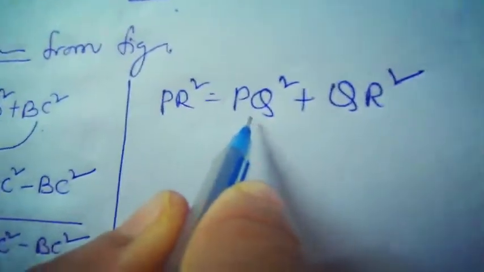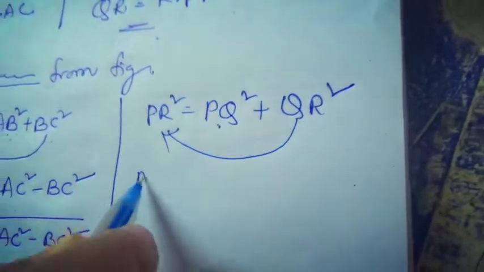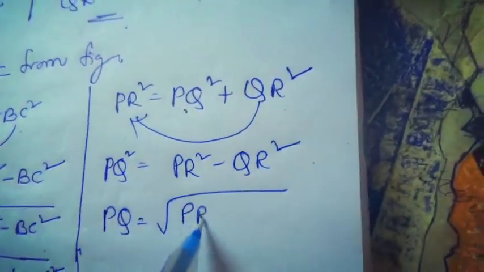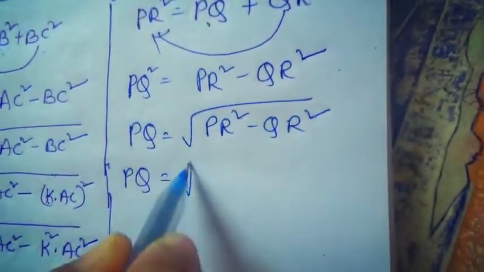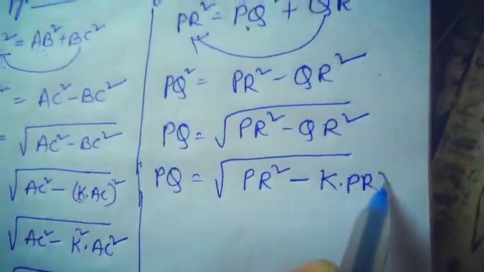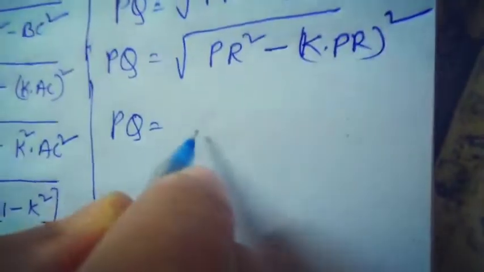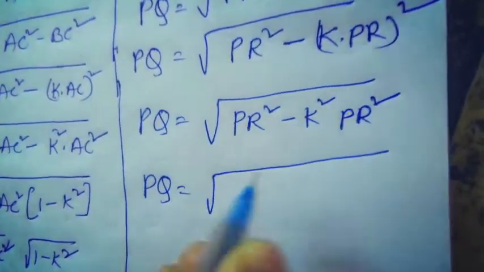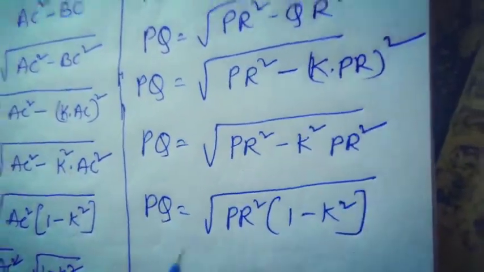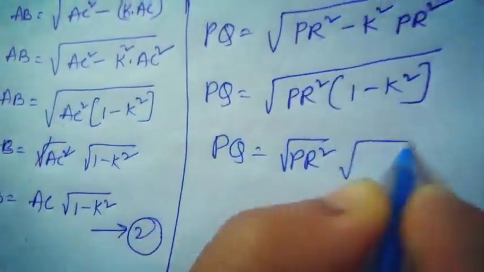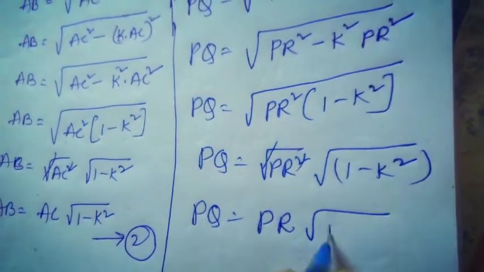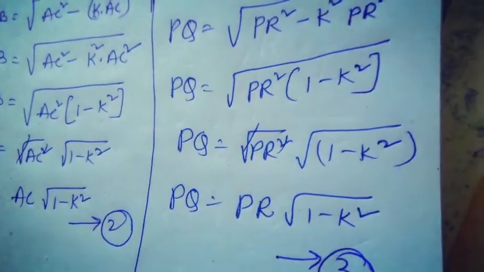So what do we have to find? PQ. We take this to the other side. Then PQ square is equal to PR square minus QR square. So PQ is equal to square root of PR square minus QR square. What is QR? K into PR, K into PR whole square. PQ is equal to square root of PR square minus K square PR square. Taking PR square as common, PQ is equal to square root of PR square into 1 minus K square. So PQ is equal to PR square root of 1 minus K square. This is equation number 3.